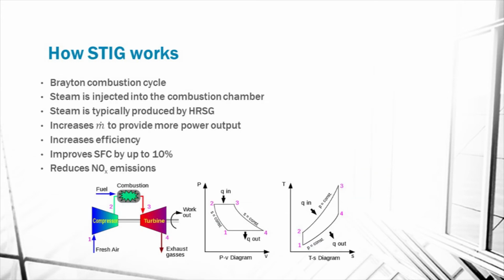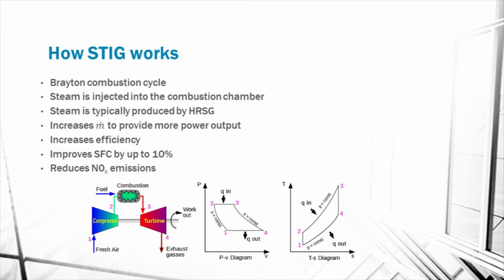So how does the STIG cycle work? Well, it's still the Brayton combustion cycle, like a typical gas turbine. We can see the PV diagram and TS diagram are still the same. So steam is injected into the combustion chamber, and that steam is typically produced by a heat recovery steam generator, and the steam increases the mass flow rate through the turbine to provide more power output.